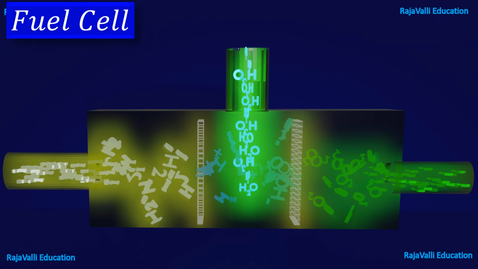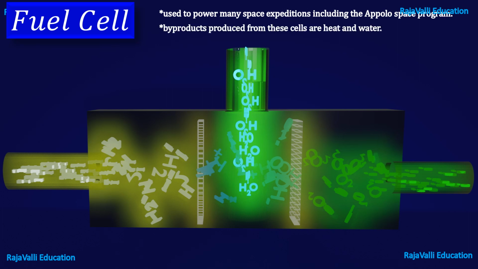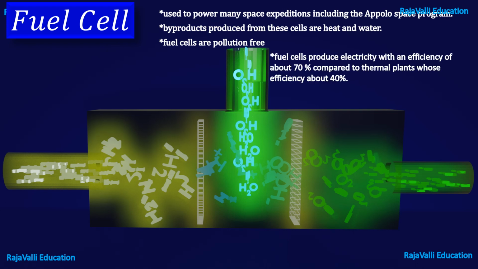Next, we discuss applications of fuel cells. Fuel cells are used to power many space expeditions, including the Apollo space program. Byproducts produced from these cells are heat and water. Fuel cells are pollution-free. Fuel cells produce electricity with an efficiency of about 70%, compared to thermal plants whose efficiency is about 40%.